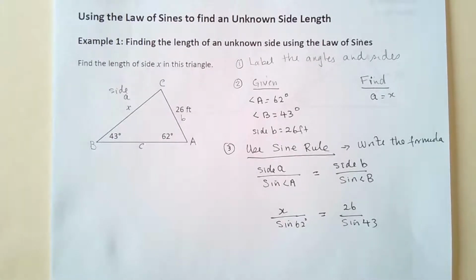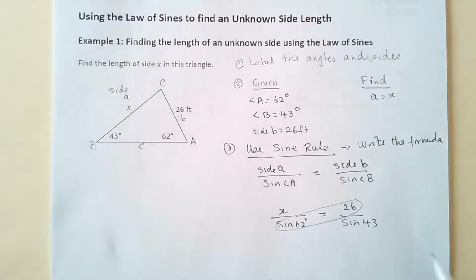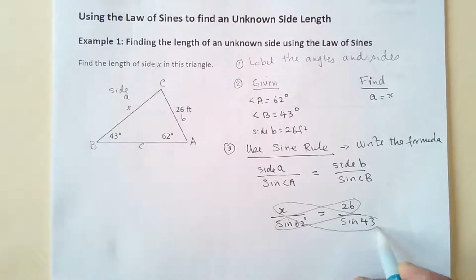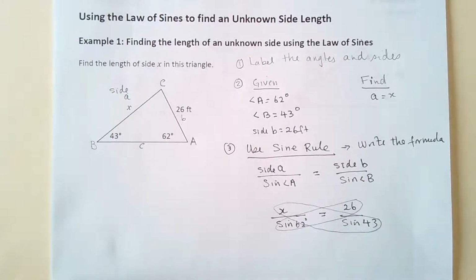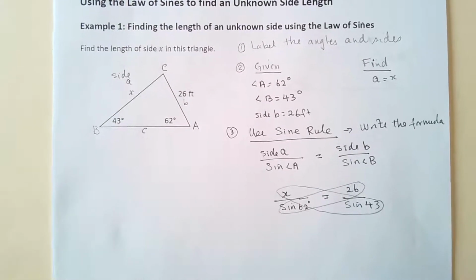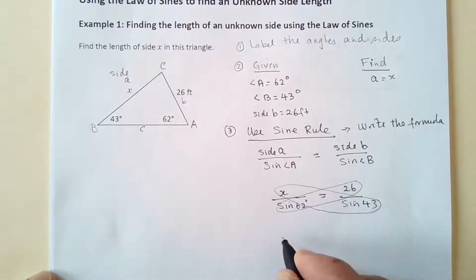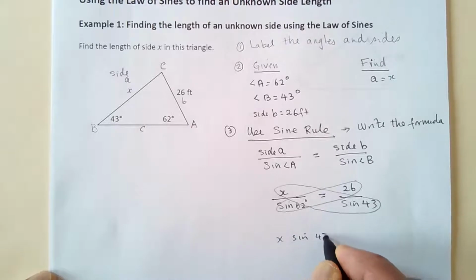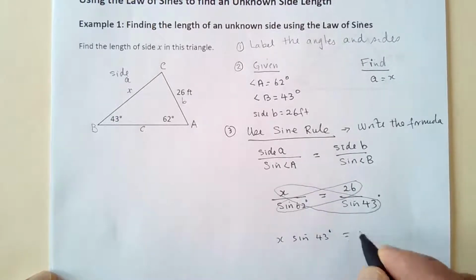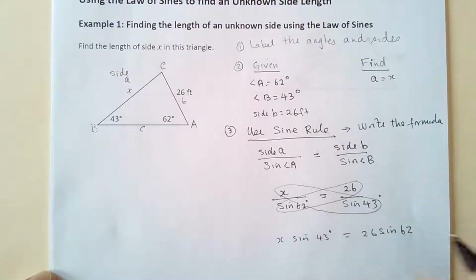Now we can do our cross multiplication or algebra. One way we can do this is a longer way, but it works. So we can do cross multiplication. I'll show you there's a shorter, different logical way of doing it, but for now I'll show you cross multiplication, which many of you are familiar with. So we have X sine 43 degrees equals 26 sine 62.